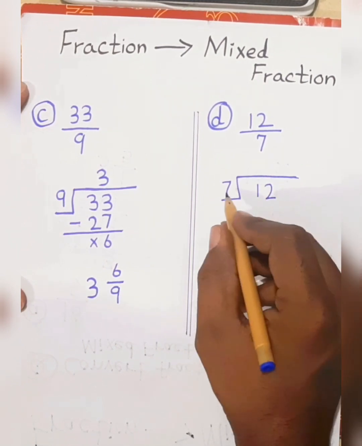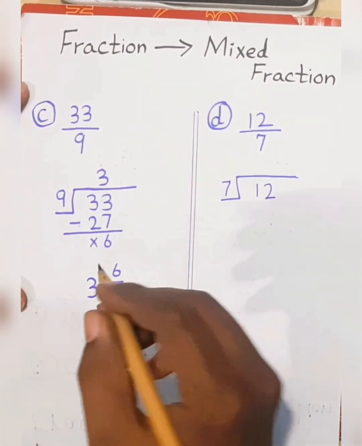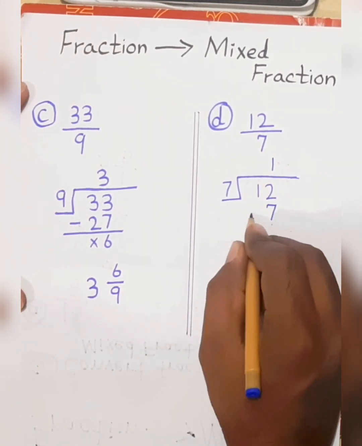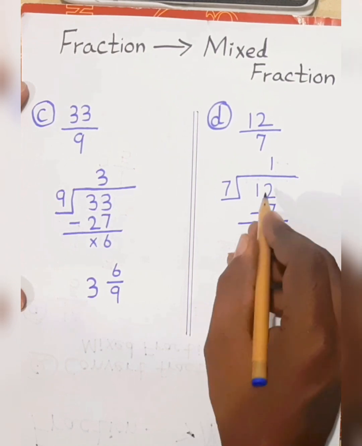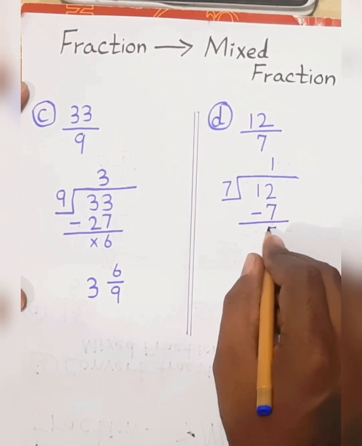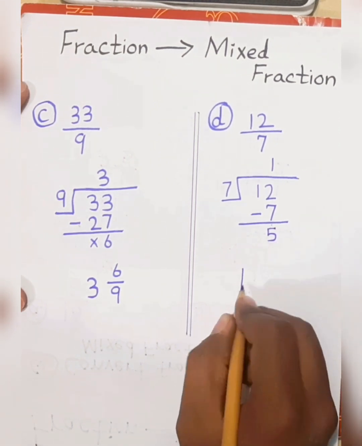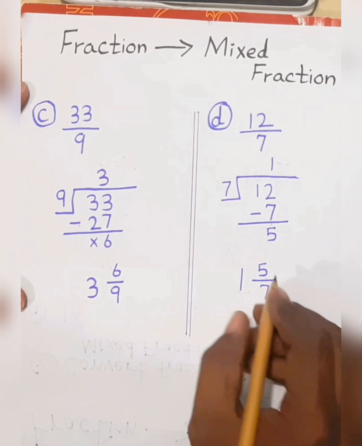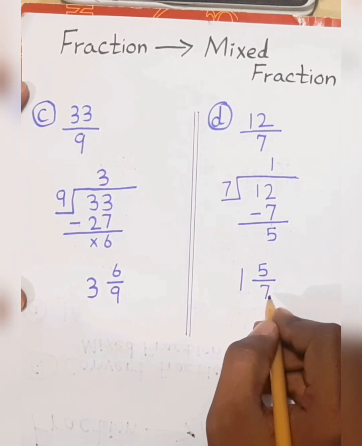So 7 ones are 7 and 7 twos are 14. So 1 is the correct answer. 7 here we have to subtract it. So if we subtract 7 from 12, the answer will be 5. So again 1 is our answer, 5 is our remainder, and 7 is our divisor. So we put it in the denominator.